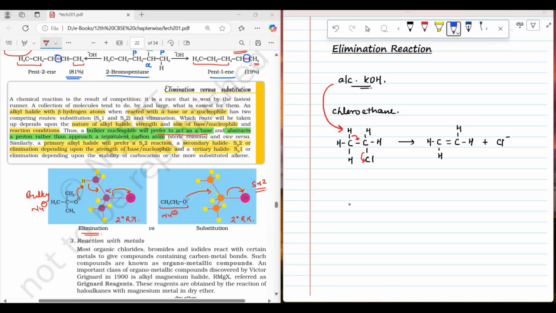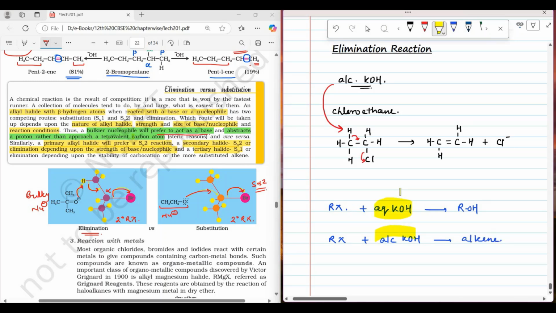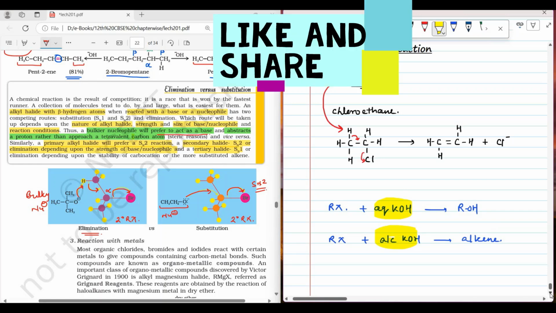In the beginning of this chapter, we learned that when alkyl halide reacts with aqueous KOH, it gives you alcohol. And today we have learned that when alkyl halide reacts with alcoholic KOH, it results in the formation of alkene. So how do the actions of alcoholic KOH and aqueous KOH differ from each other?